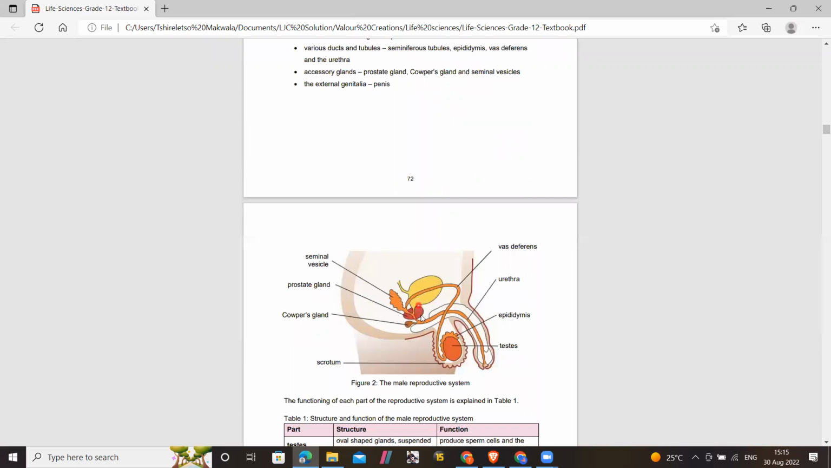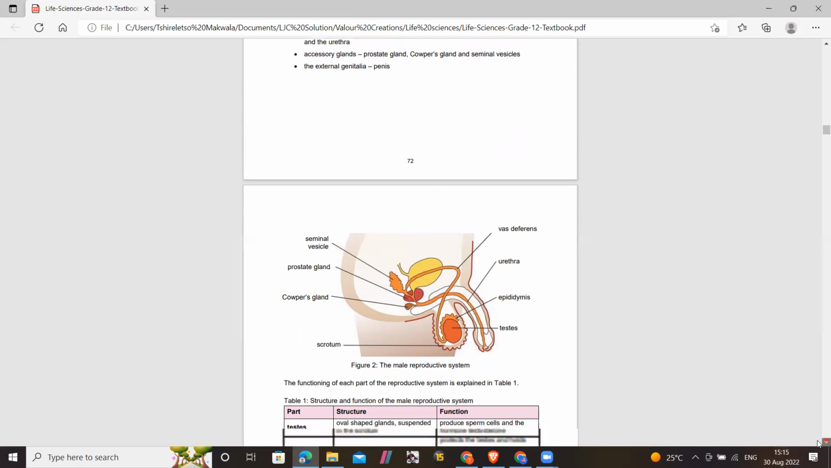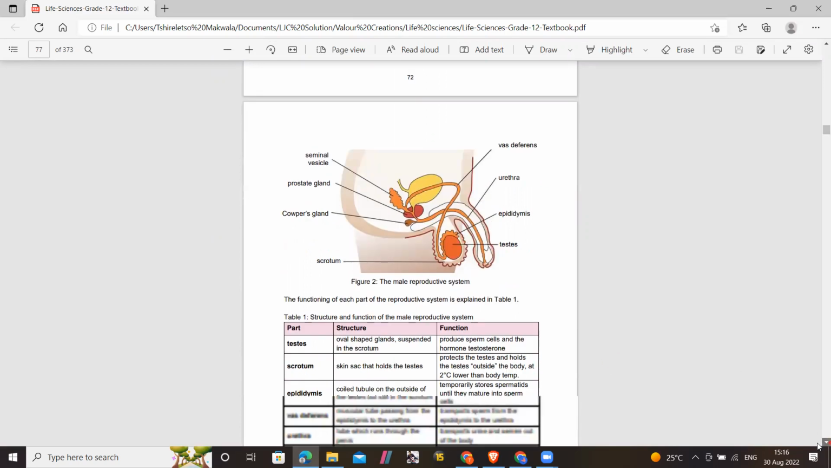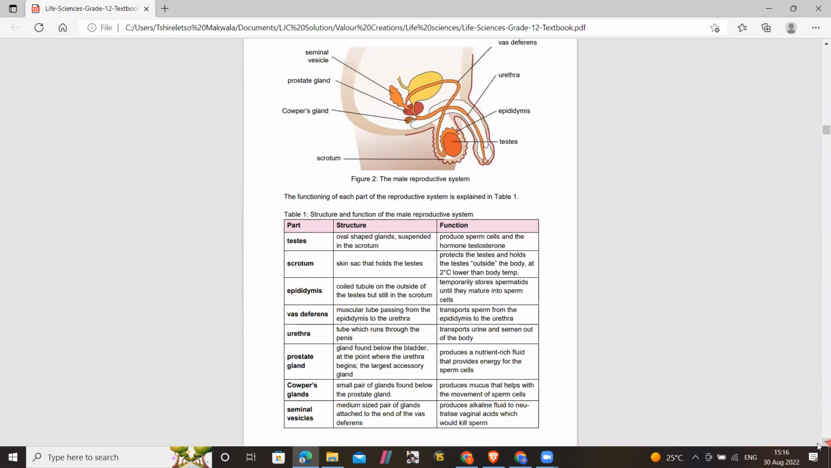So these things give the sperm cells a boost, and then during intercourse the sperm cells go out via the urethra. And this yellow thing is the bladder. When we pee, it comes out this side. That's why it's using the same organ. And that's basically the male reproductive system. It's not that long. So that's the male reproductive system.